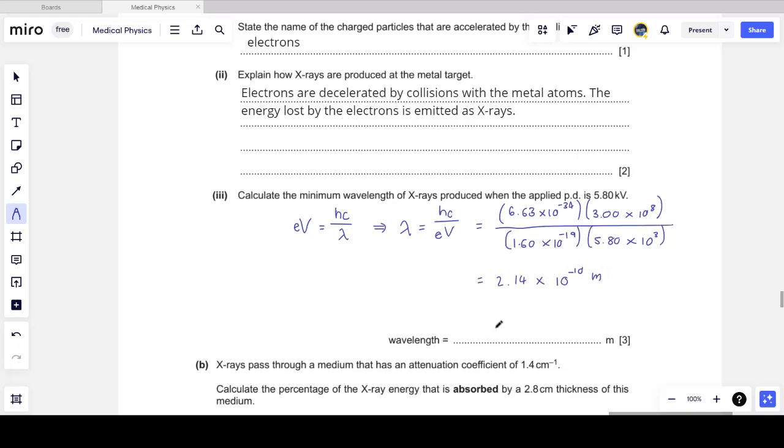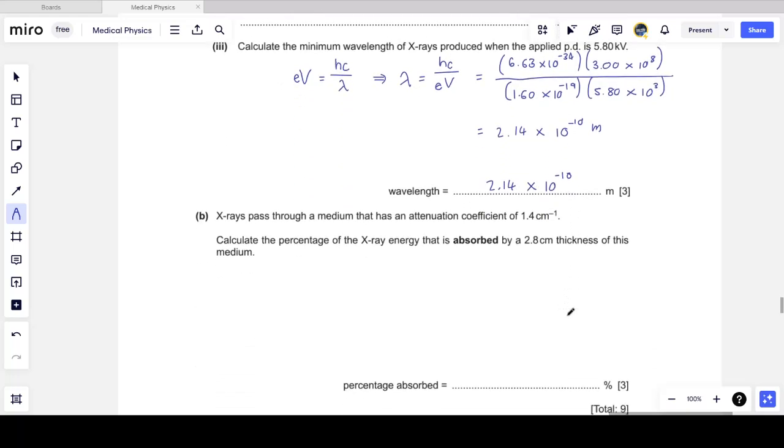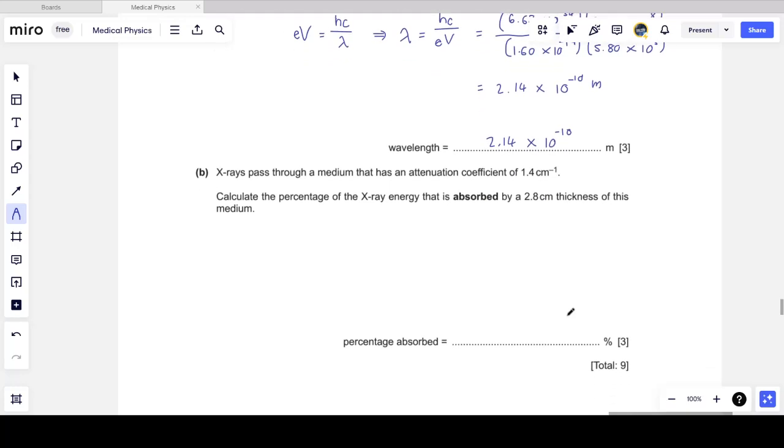All of my values are in 3 significant figures, so my final answer can be in 3 significant figures: 2.14 times 10 to the minus 10 meters. So that's the wavelength, or the minimum wavelength. The maximum energy corresponds to this minimum wavelength that can be given to the X-ray photons, assuming that all the initial potential energy is converted to energy of the photons being released.